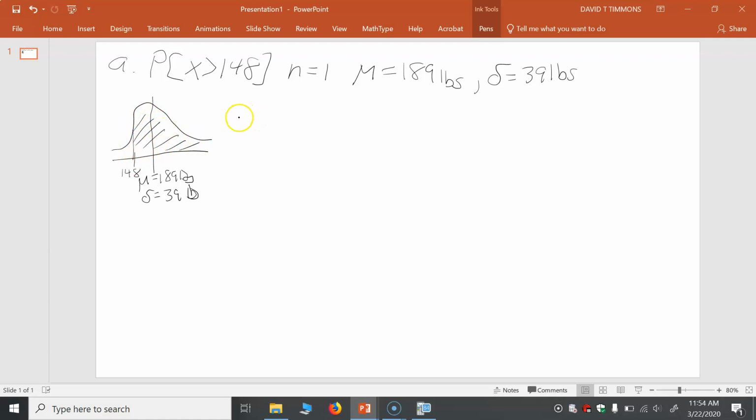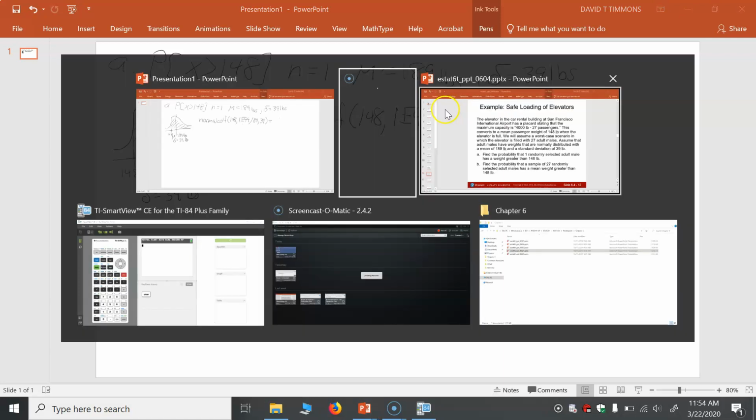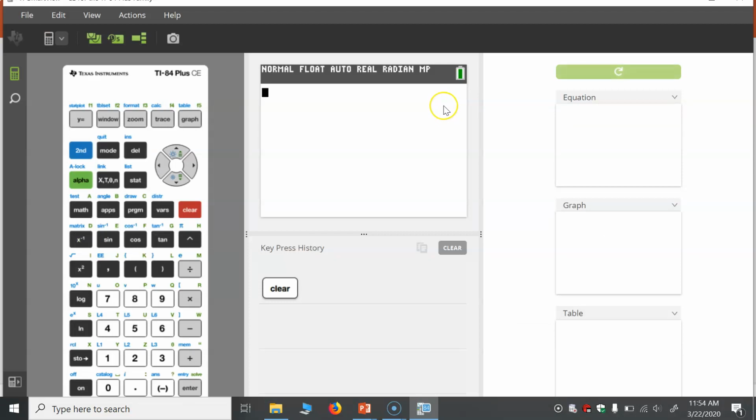So this is really a normal CDF problem. We'll do normal CDF, and the lower bound will be 148, upper bound 1E99, and of course we have to add our mu and sigma. So let's go over to the TI and do that.